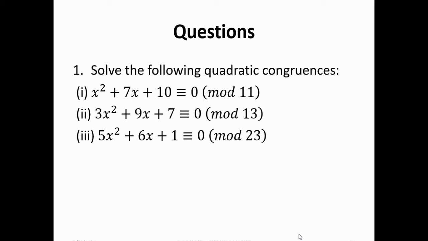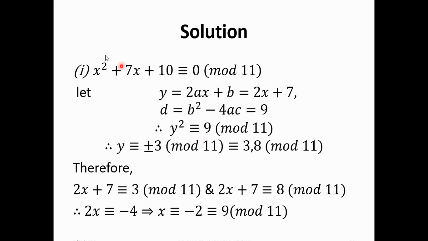Let's solve these questions. We have to solve these quadratic congruences. So first is x squared plus 7x plus 10 congruent to 0 modulo 11. So here a is 1, b is 7, and c is 10, and p is 11. So y is equal to 2ax plus b, which will be 2x plus 7, and d is equal to b squared minus 4ac, which will be 9. Therefore y squared congruent to d is y squared congruent to 9 modulo 11. That means y is plus minus 3 modulo 11. Minus 3 is congruent to 8. Therefore y is 3, 8 modulo 11.